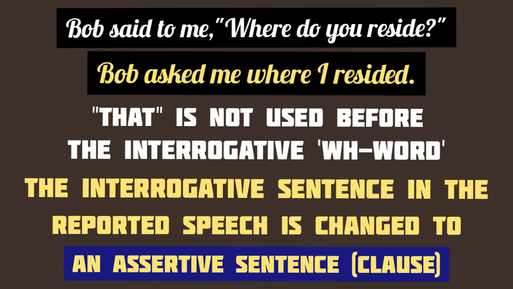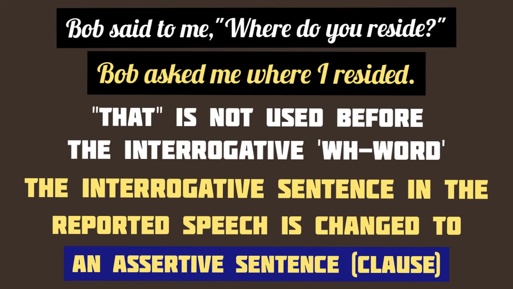Please remember that while changing the narration of a WH question, we do not use the conjunction that. So instead of that, we use the WH word or the question word as it is in indirect narration. The next step is vital. The interrogative sentence in the reported speech is changed to an assertive structure which becomes the subordinate clause in indirect narration. What does this rule mean?